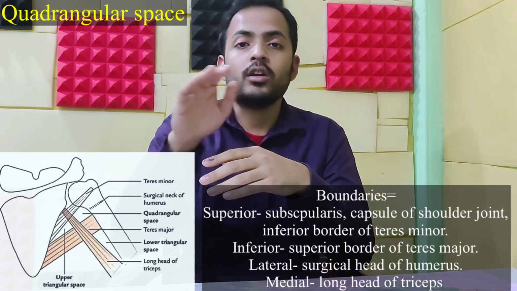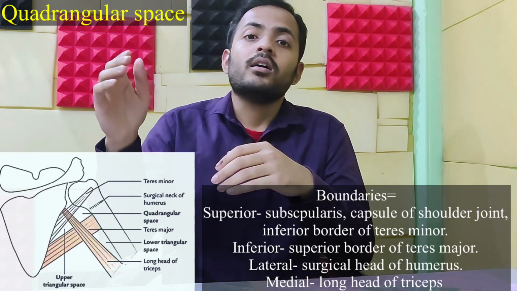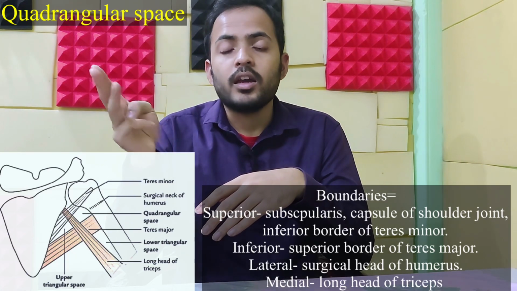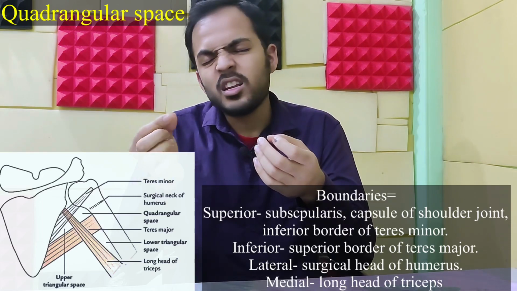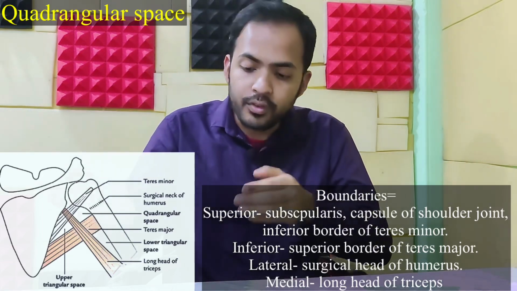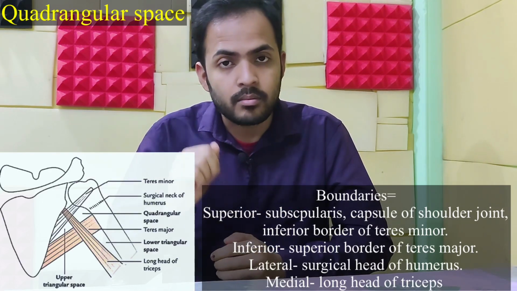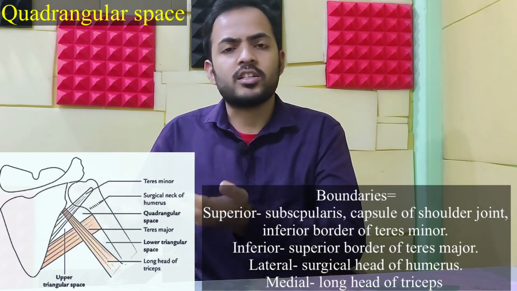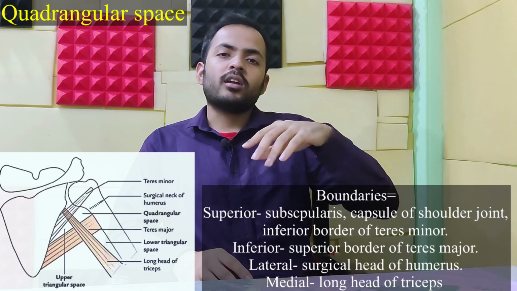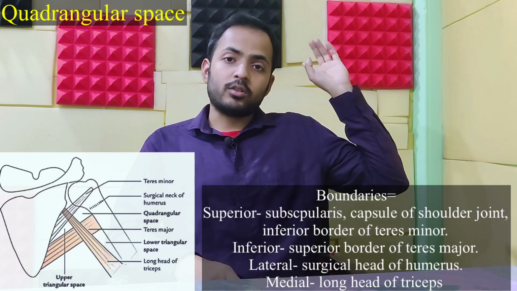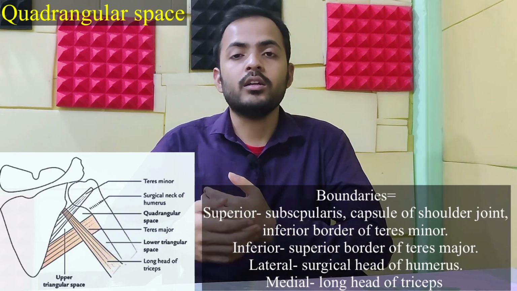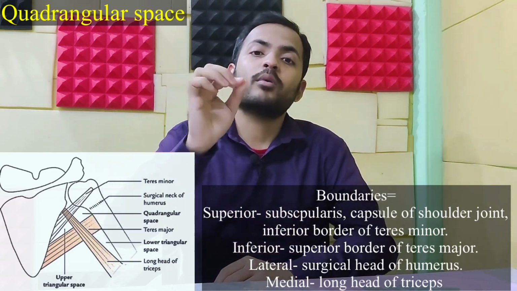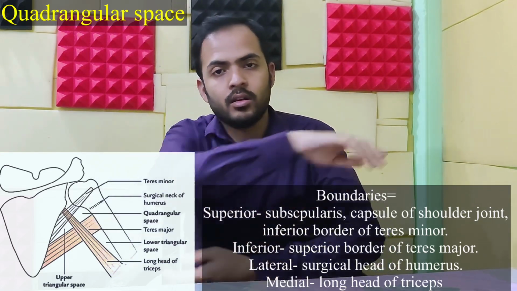First, the superior boundary is formed by the subscapularis muscle, then the capsule of the shoulder joint, then the inferior border of the teres minor muscle, mainly a little bit posteriorly. That's it. Inferiorly, it is formed by the superior border of the teres major muscle. Laterally, you're going to find the surgical head of the humerus. What is the surgical head? I already talked about the surgical head and anatomical head of the humerus in bone parts. You can check those videos. Medially, you're going to find the long head of the triceps, specifically the lateral border of the long head of the triceps muscle. This is the triceps muscle.